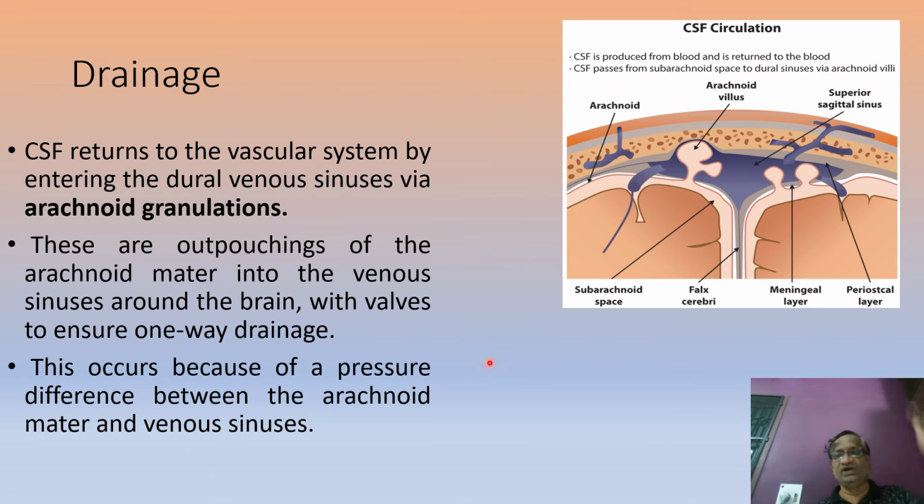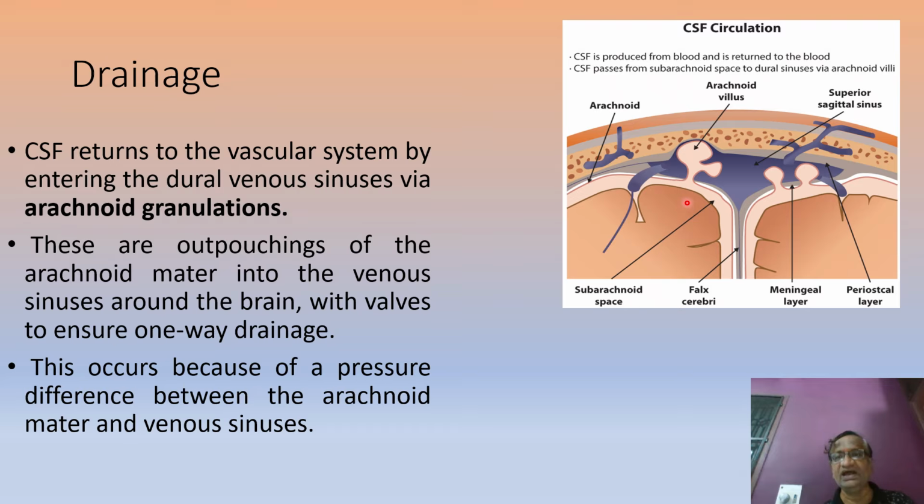Now, this is what we have told. Now, how does it drain? Very simple. CSF is produced from the blood and is returned to the blood. That's what it is. It is returned to the blood through arachnoid granulations. What are they? They are outpouchings of the arachnoid matter into the vein.